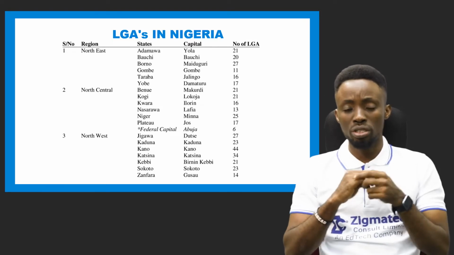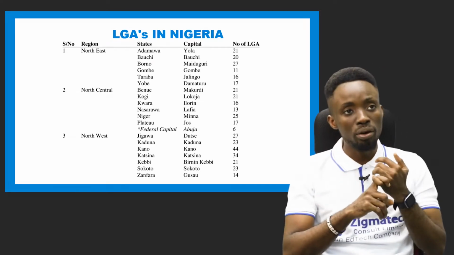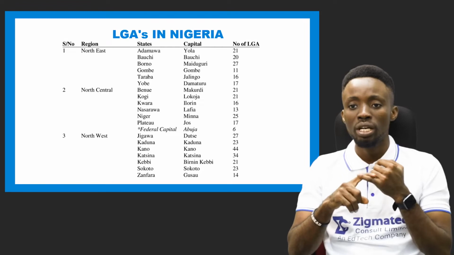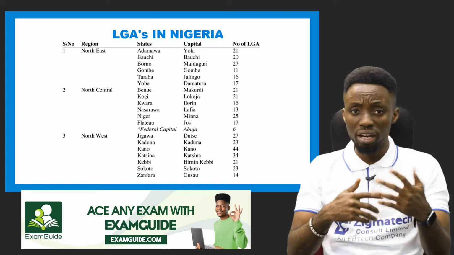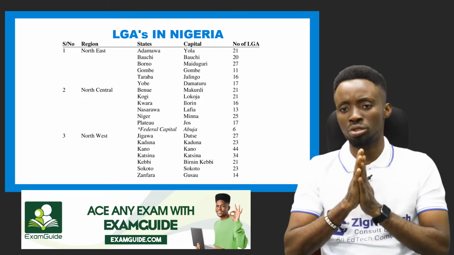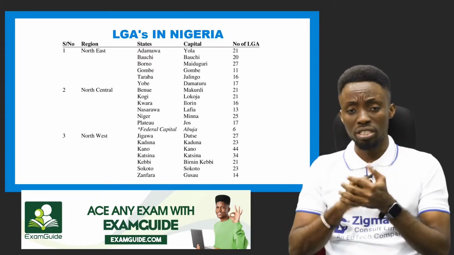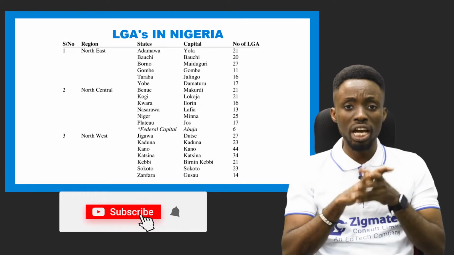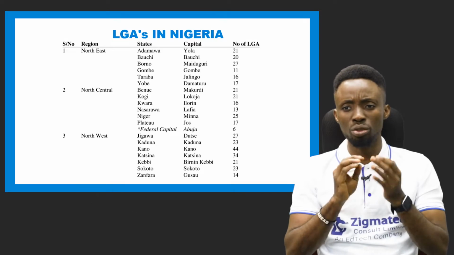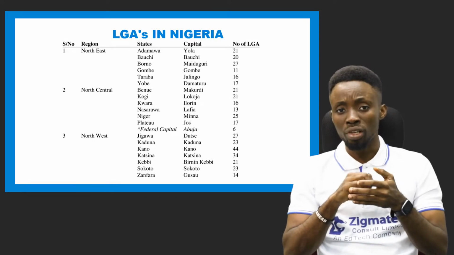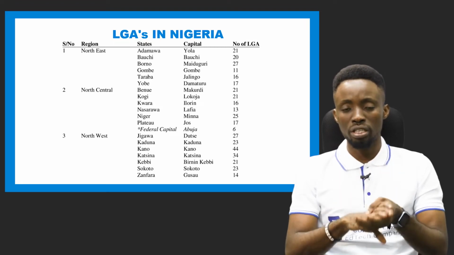And then when you go to the next geopolitical zone, which is the Northwest geopolitical zone, we have states like Jigawa, Kano, Kaduna, Sokoto, Katsina, and Zamfara. These are the states we have in the Northwest geopolitical zone. So let's look at the local government areas we have in this geopolitical zone. Now for Jigawa, we have about 27 local government areas, and Dutse is the capital city. Dutse local government is the capital city of Jigawa State.